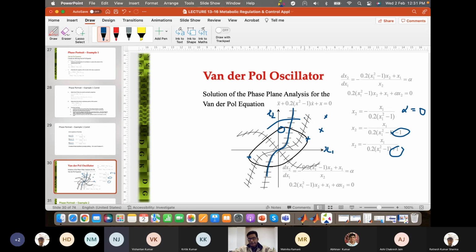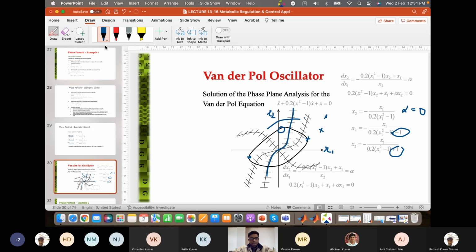Similarly, it would have a -1. So the isocline would be the locus of all the points where the van der Pol oscillator would have a slope of -1. Sorry, this would be the locus of all the points where the van der Pol oscillator will have a slope of +1. Once you draw the locus of those points and join them, you get what is called the isocline. So this is an isocline with alpha equal to 0.